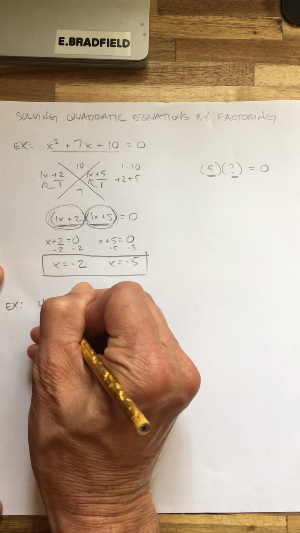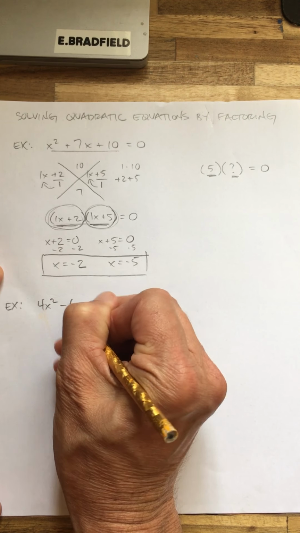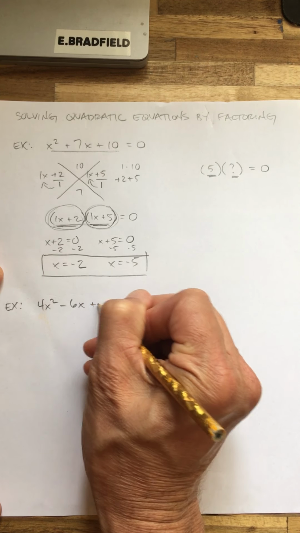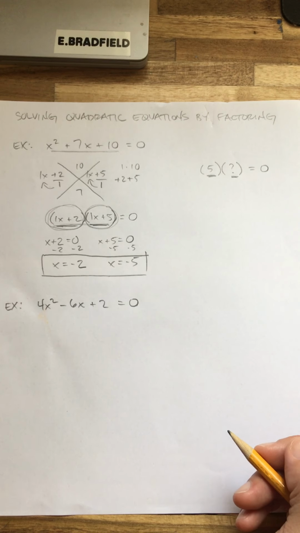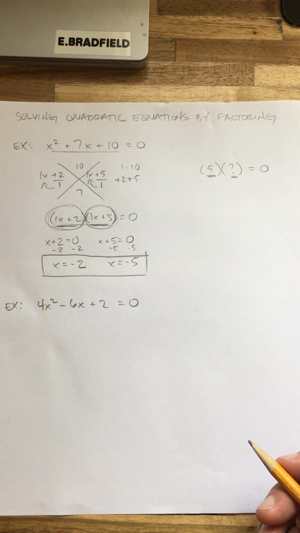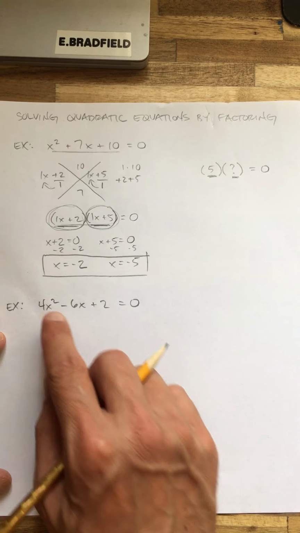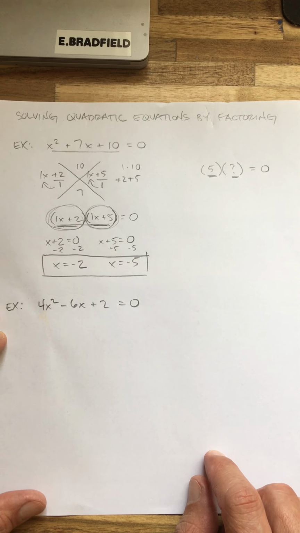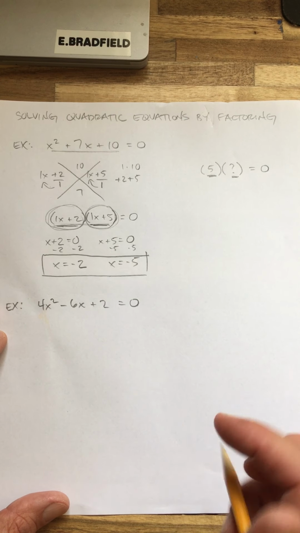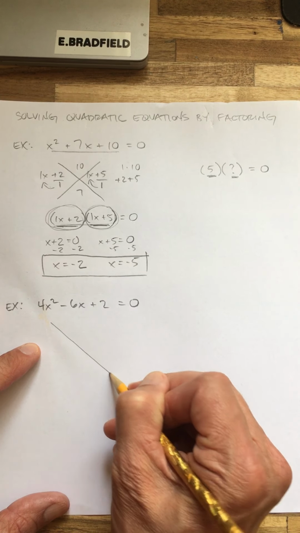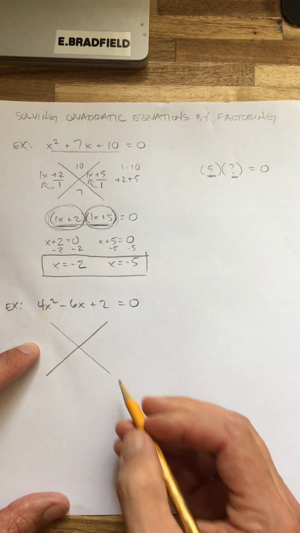4x squared minus 6x plus 2 equals 0, okay? All right, now there's a few things you could do here. You can factor out, you could divide everything by 2, but the cool thing is we don't need to, okay? With this x method, we're just gonna do this. All right, what goes here?